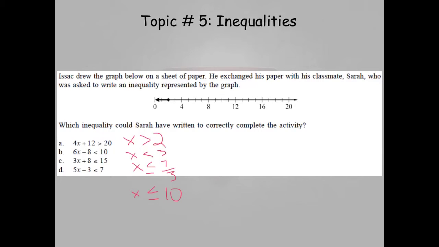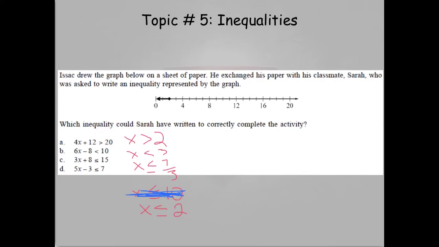So here's what I got for A, x is greater than 2, B, x is less than 3, C, x is less than or equal to 7/3, and D, x is less than or equal to 10. What I meant to say was x is less than or equal to 2. That's the beauty of video, and if my eraser tool was working better, you wouldn't even be able to see it, but it is not erasing for some weird reason.